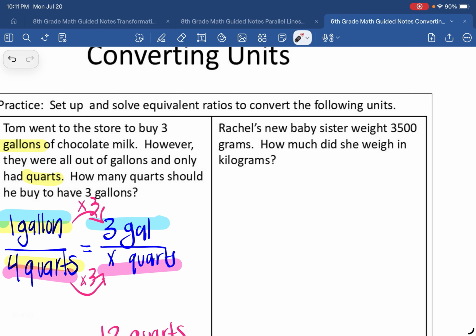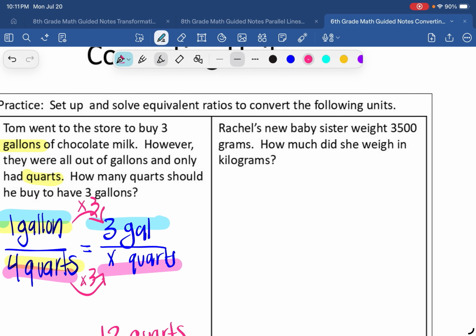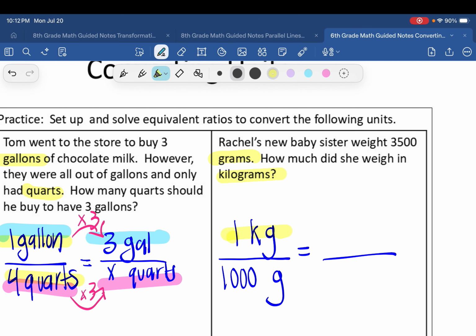Rachel's new baby sister weighs 3,500 grams. How much did she weigh in kilograms? So my units that I am converting are grams to kilograms. So you can go check that on the conversion chart. 1 kilogram is equal to 1,000 grams. We'll just simplify those with kg and g. So that's my conversion ratio.